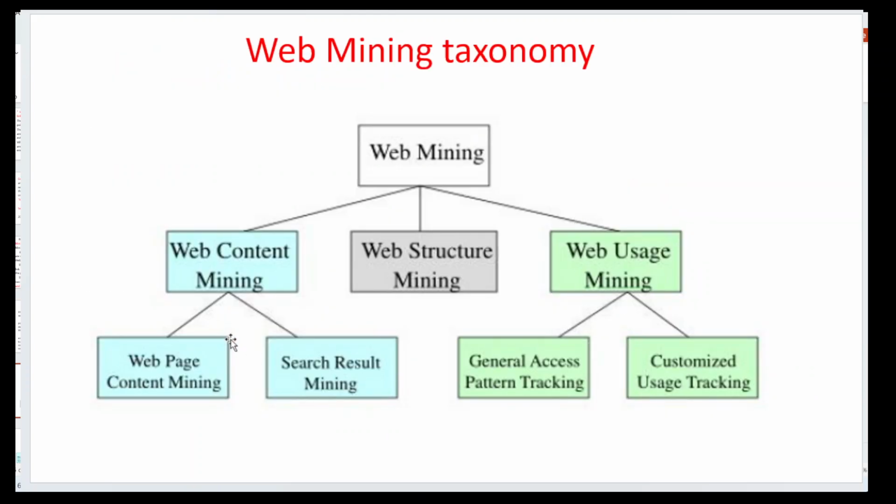Diagrammatically, we have shown the results in the form of a tree structure, that is the web mining taxonomy. So web mining has content mining, structure mining, and usage mining. Again, in the content mining, we have web page content mining and search result mining, two types. In the web structure mining, nothing is represented. And in the web usage mining, we have general access pattern tracking and customized usage tracking, two of them.